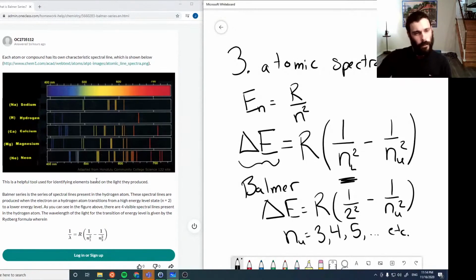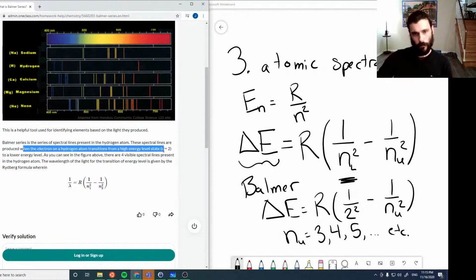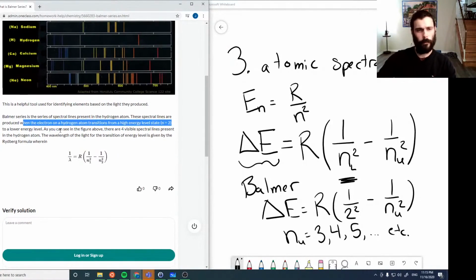And so if we look here, the Balmer series is a series of spectral lines present for the hydrogen atom. It's not quite when they transition from n equals 2 to a lower level, as in that case actually there would only be one option for that, and I believe that's actually in the Lyman series. And yeah, there are 4 visible lines, so that is correct.